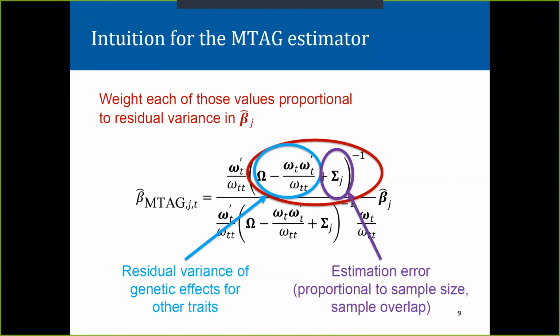And so I think that each of these pieces are pretty intuitive. It puts more weight on things where there's a high genetic correlation and puts less weight on things where they don't supply a lot of information about trait T.